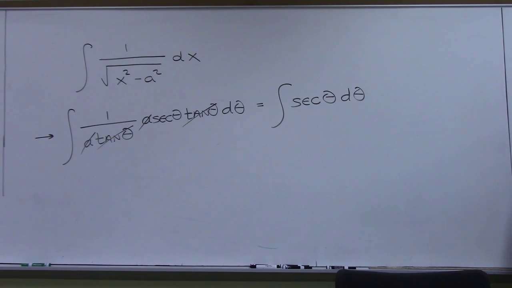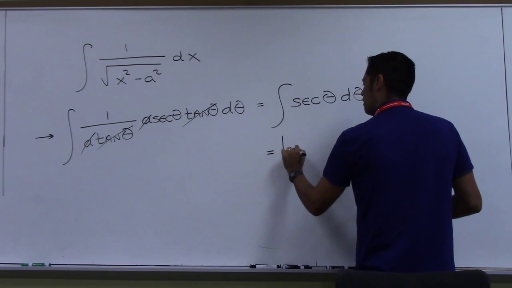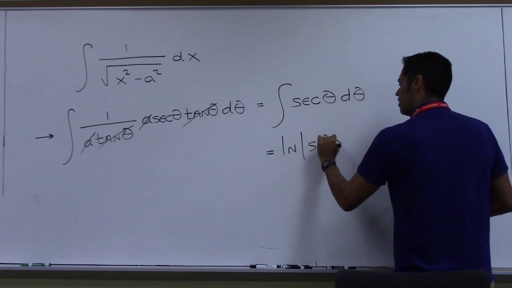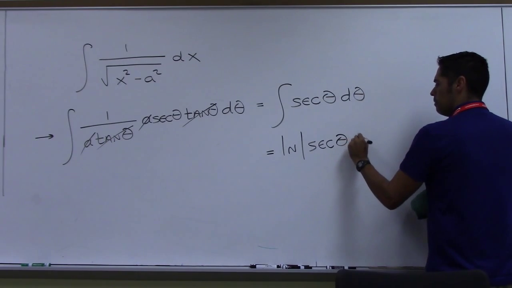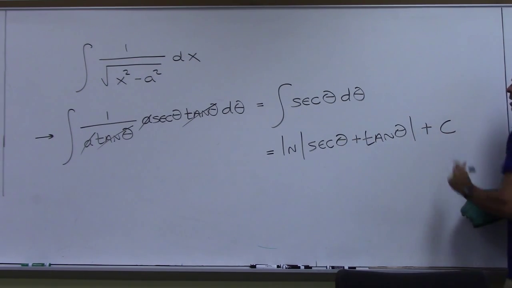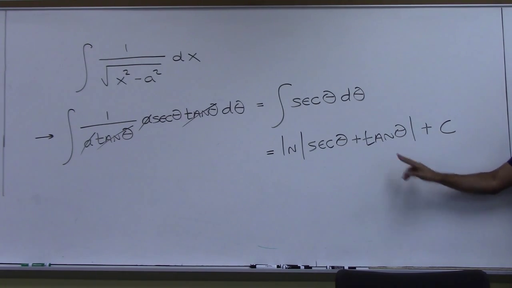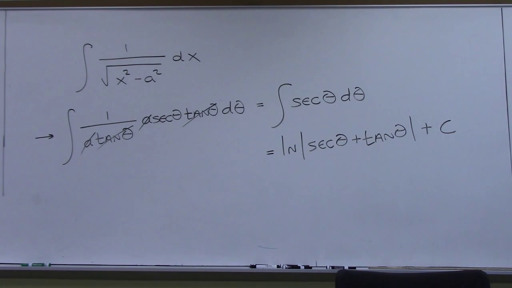Do you find the antiderivative? Okay, go ahead. So it's natural log of secant theta plus tangent theta, plus c. What reference page was that on? That was roughly page 6. What formula? 14. Formula 14, reference page 6.